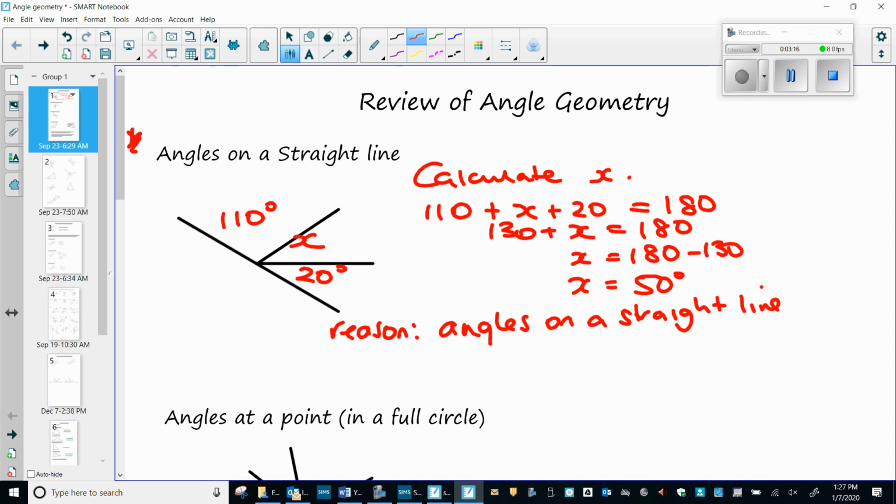But just in case, let's make sure we've got that written down somewhere, that the angles on a straight line sum to 180. I'm hoping it's not going to confuse you, but I'm mentioning that it has to be angles that meet on a straight line.